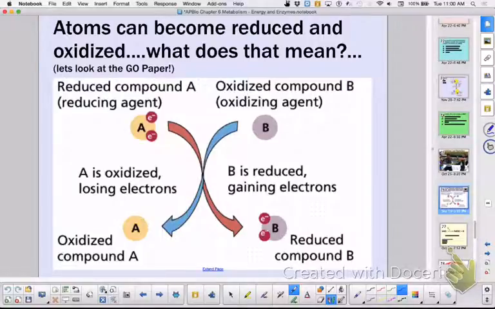So can I please have the oldest bio buddy run through this diagram real quick, explaining it.